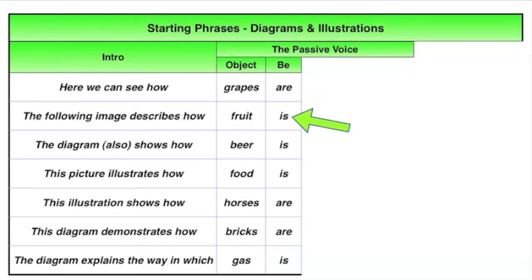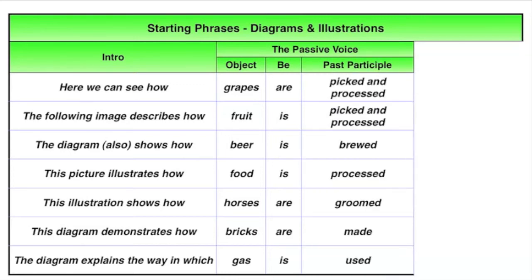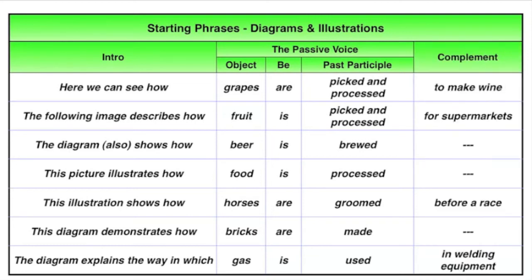Fruit is uncountable, so it's fruit is. Beer is a liquid, it's uncountable, therefore it's beer is. Food is uncountable, so it's food is. Horses is a plural, so it's horses are. Bricks are. Gas is. And then, of course, you'll need the past participle. Make sure you use the correct form of the past participle, and make sure you know the irregular forms and also the correct spelling. And then you'll just add your complement.